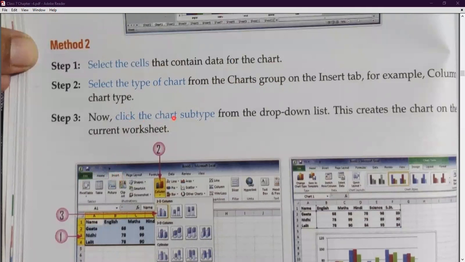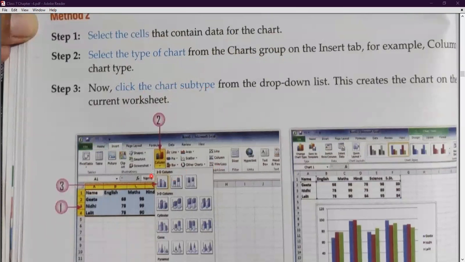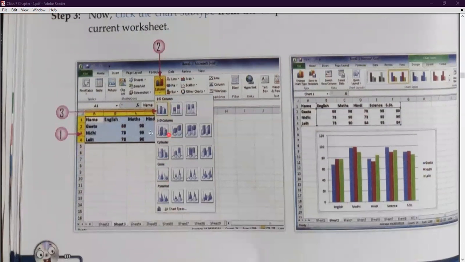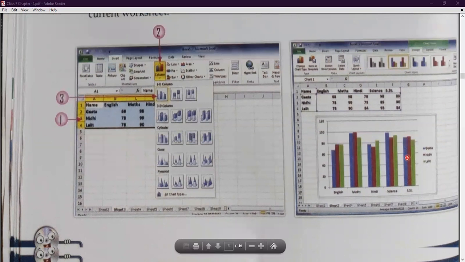Okay. Now click the chart subtype. Here are the subtypes. You can select 2D columns, 3D columns, cylindrical column, and cone, etc. So you will have to select the type of your chart. Once you have selected the type of your chart, you will find that a chart appears on your screen. Here is your data, here is your table, and after the generation of the chart, you will find the chart.